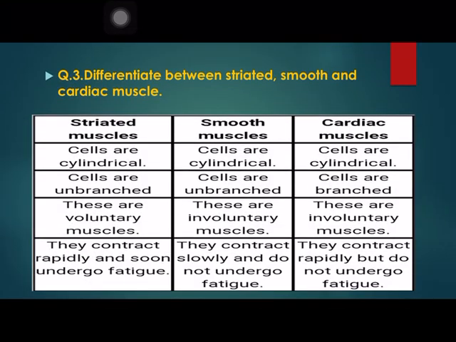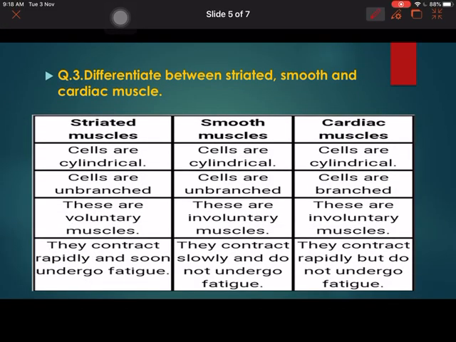Third question, differentiate between striated, smooth and cardiac muscle. You can see the difference there. Striated muscle cells are cylindrical, smooth muscle cells are spindle shaped, and cardiac muscle cells are cylindrical. Striated and smooth cells are unbranched, and cardiac cells are branched. Striated is voluntary, smooth and cardiac are involuntary. Striated muscles contract rapidly and soon undergo fatigue, smooth muscles contract slowly and do not undergo fatigue, and cardiac muscles contract rapidly but do not undergo fatigue. So these are the simple differences. Any three you can write.